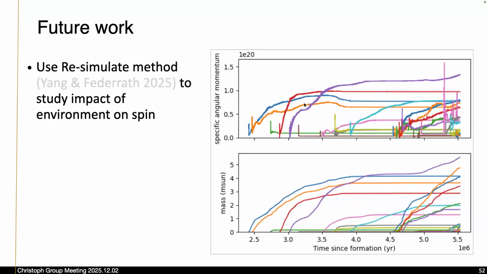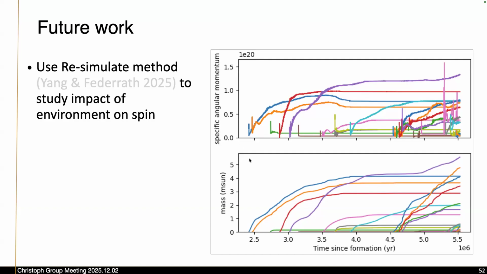So using the resimulate method from Yang and Federrath 2025, I wanted to try and study the impact of the star forming environment on the spin of stars. So with the resimulate, we can cut out a box from these turbulent cloud simulations and then resimulate that at high resolution. So Christoph Federrath has a cluster simulation with sink particles that form, and it's kind of low resolution. But here I plot the masses of the sink particles.